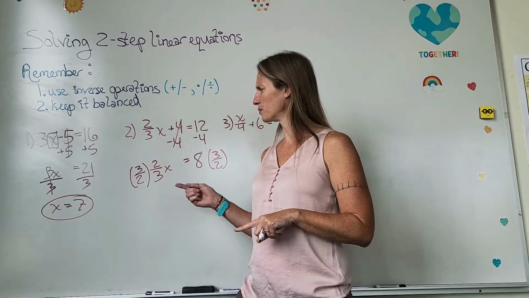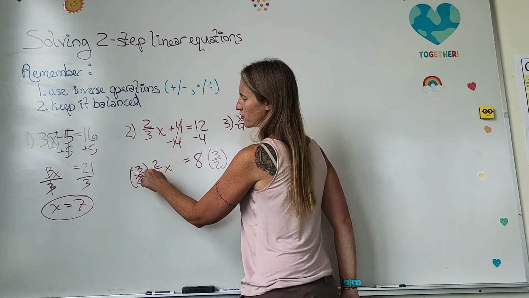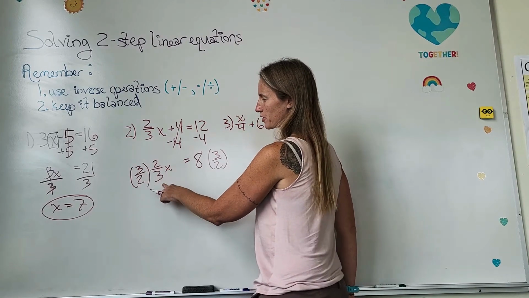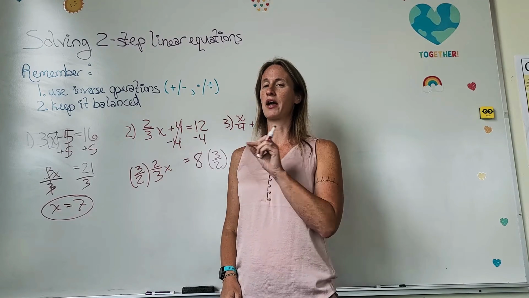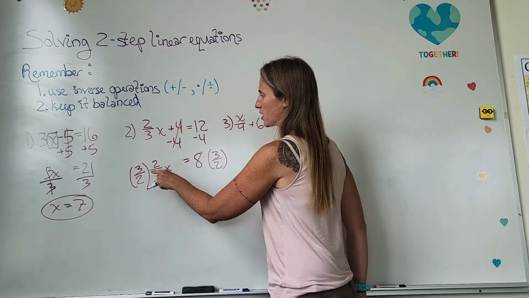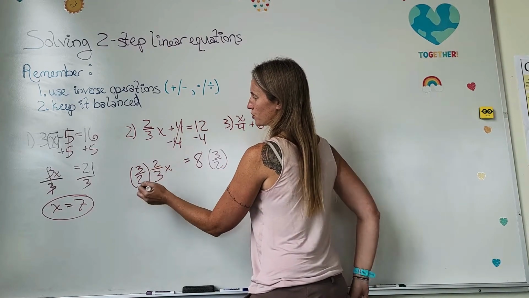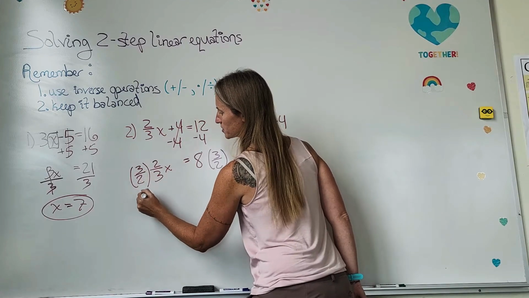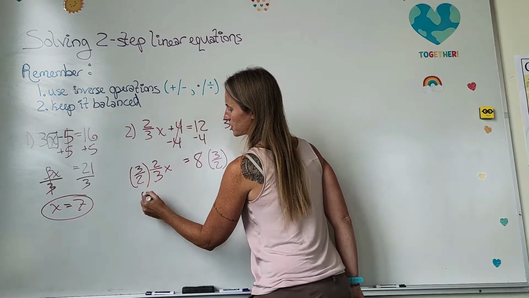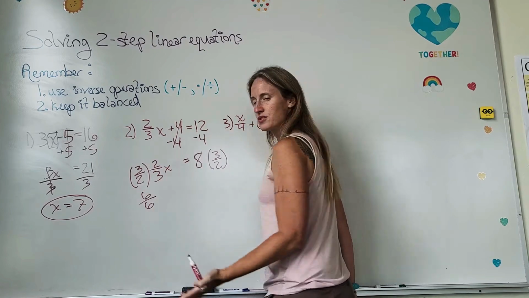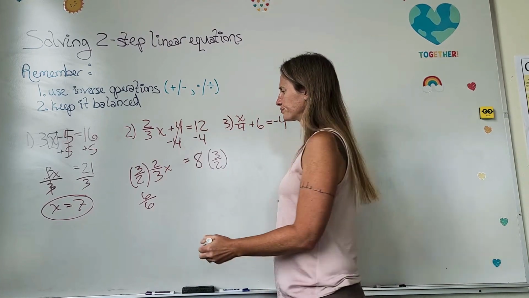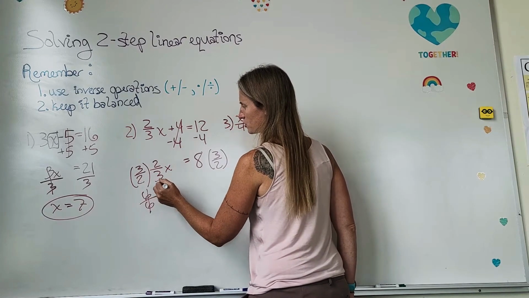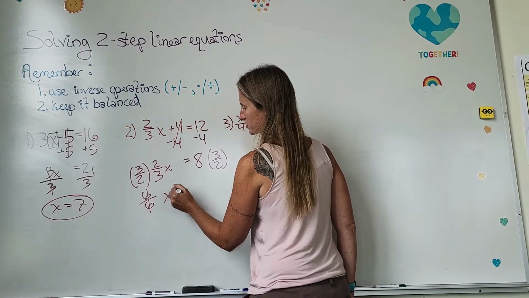Why does this work? Well, if you multiply 3/2 by 2/3, you multiply a fraction by a fraction, you multiply across the top, across the bottom. So 3 over 2, or 3 times 2 would be 6, over 2 times 3 is also 6. Well, 6 over 6, any number over itself, is just 1. So that cancels, and then you just have x.